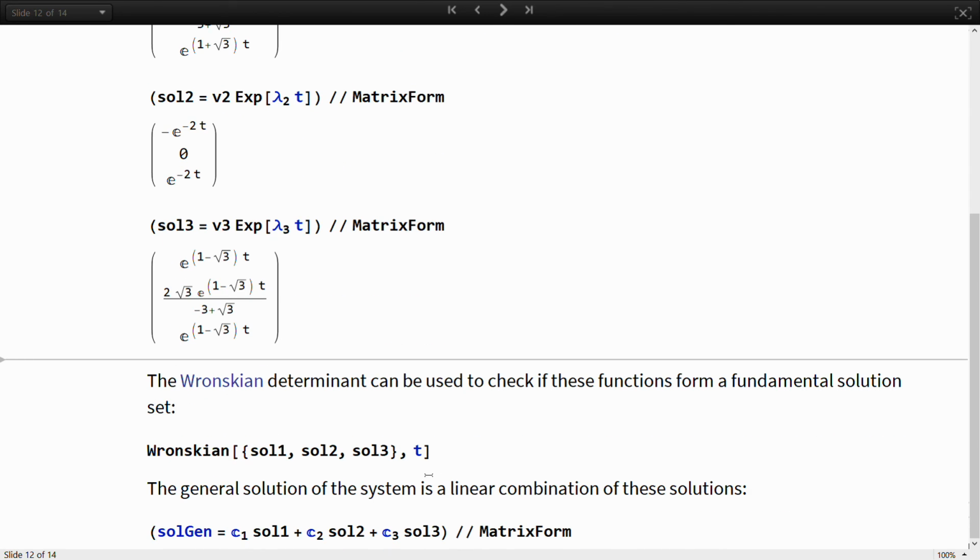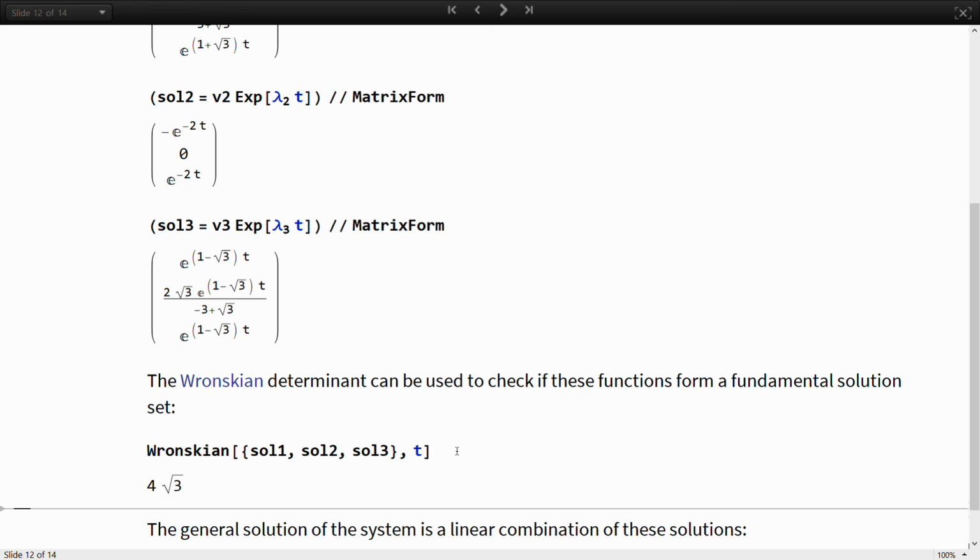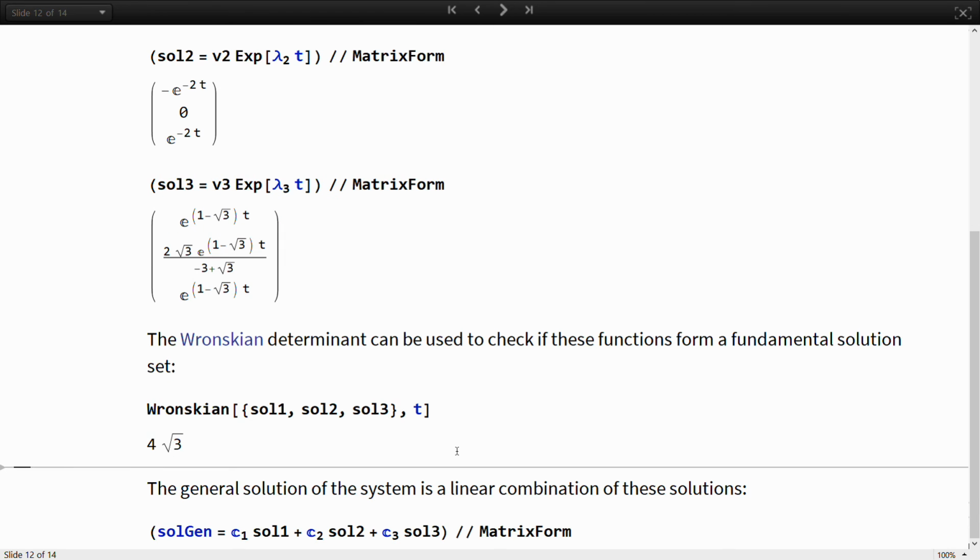Finally, check the Wronskian to verify that these three solutions form a fundamental solution set. Since the Wronskian is non-zero, the functions do form a fundamental solution set. Therefore, the general solution can be written as a linear combination of these three functions.